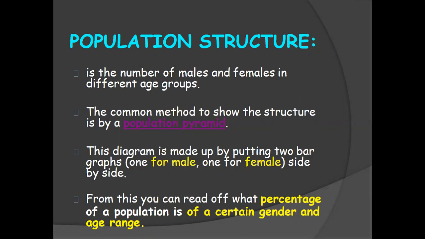The most common method to show the structure is by a population pyramid. This diagram is made up by putting two bar graphs, one for male and one for female, side by side. From this, you can read off what percentage of a population is of a certain gender and age range.